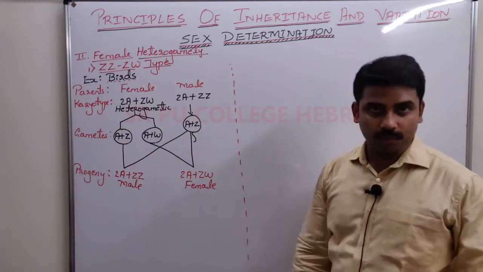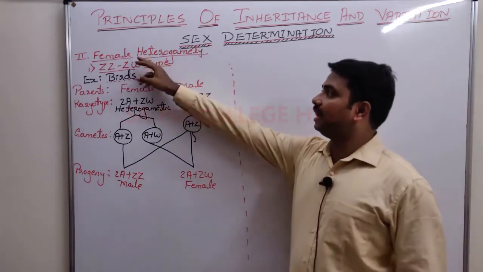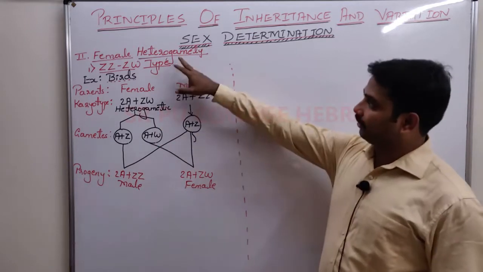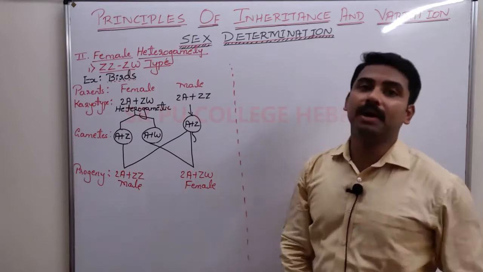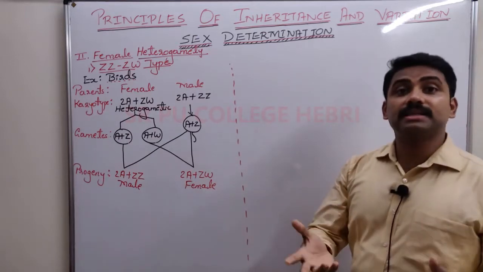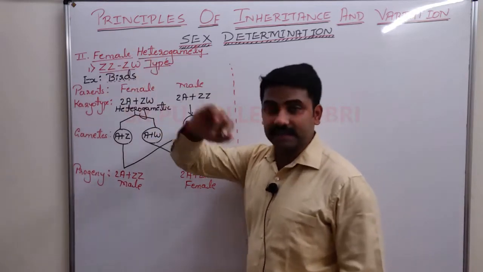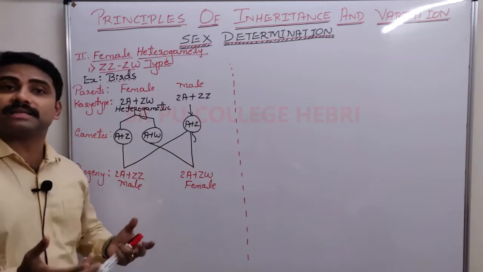Birds. So note down a 2-mark question: What is female heterogamety? And give one example. Write the definition, and the straightaway example is what? Birds. Give an example for a type of female heterogamety. Your answer is ZZ-ZW type. Give example. Once again, answer is what?